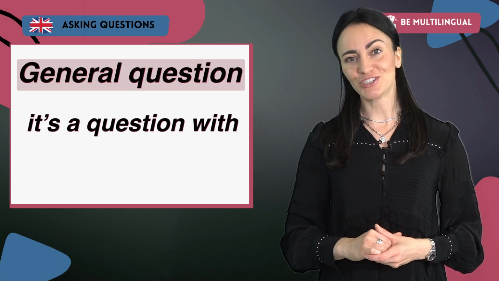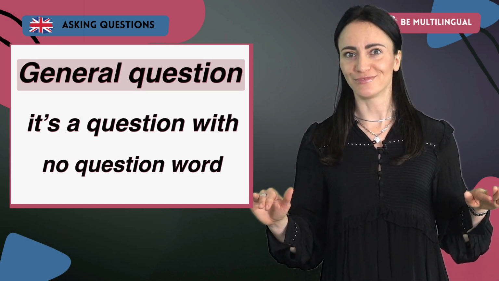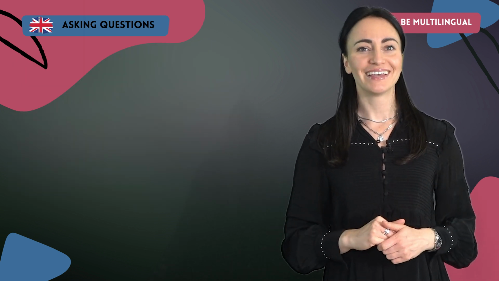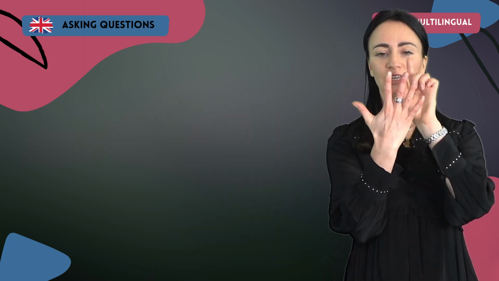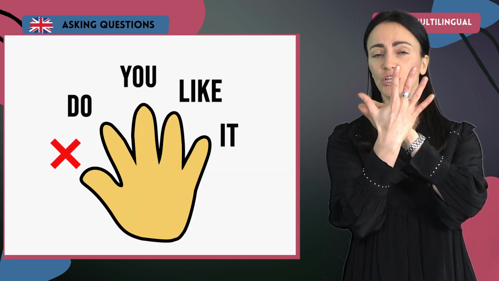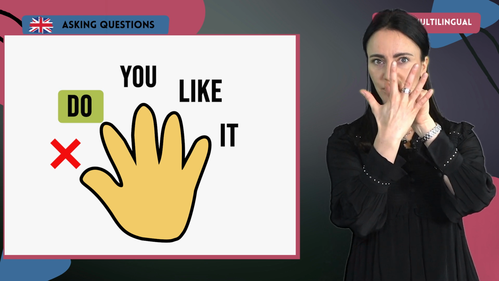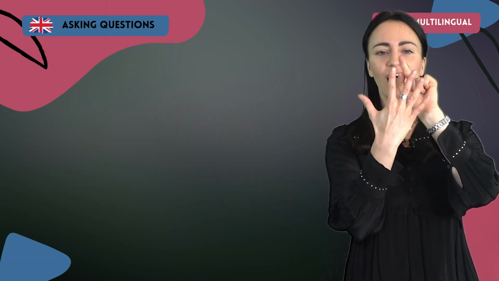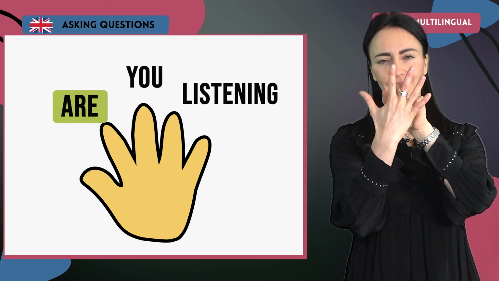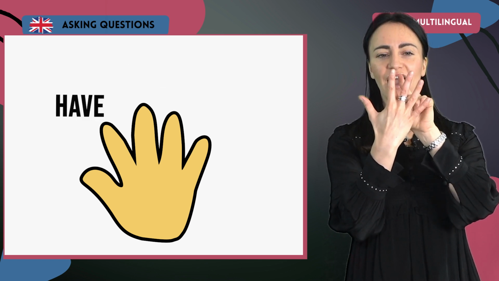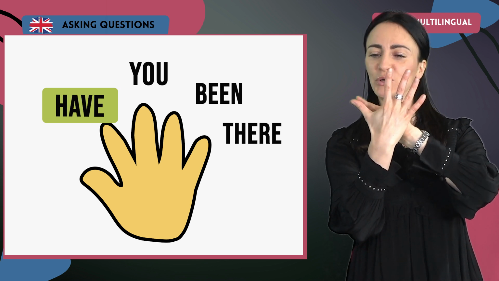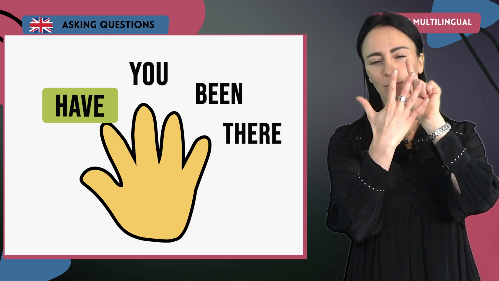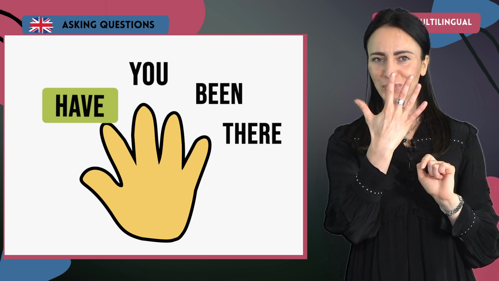Remember, what is a general question? It's a question with no question word, right? For example, do you like it? Just 4 fingers. It's do you like it? No question word, but the helper is there. Or are you listening? The helper, are. Have you been there? Have. The helper is here. The question word might be missing, but the helper must always be there.